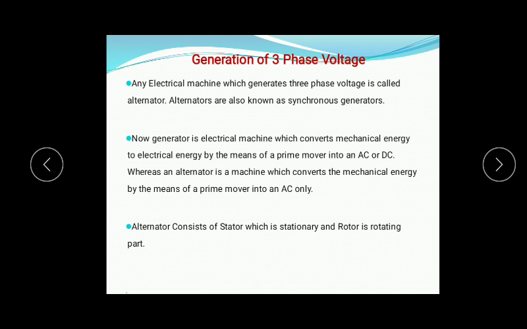Now, generation of a three-phase voltage. Any electrical apparatus such as a generator or a motor. Now, as I said, a generator is what? It converts mechanical energy to electrical energy. Now, what is a motor? A motor is a machine which converts electrical energy to mechanical energy.